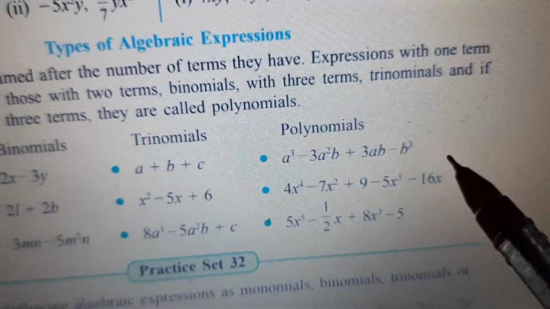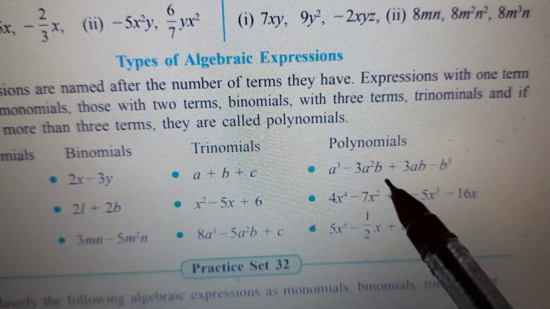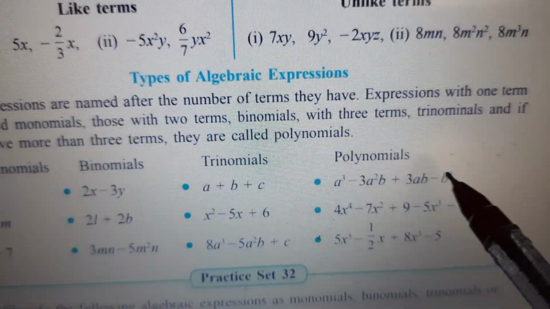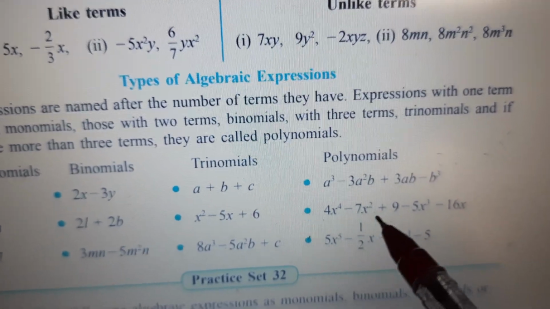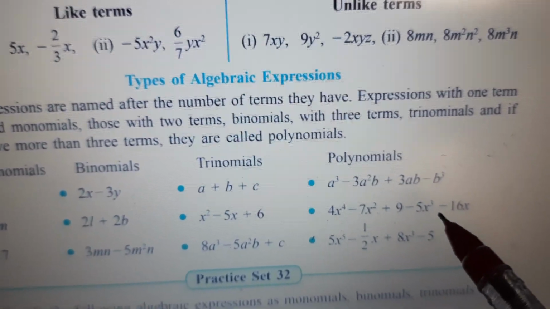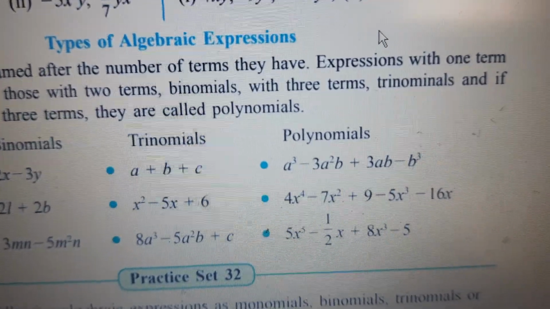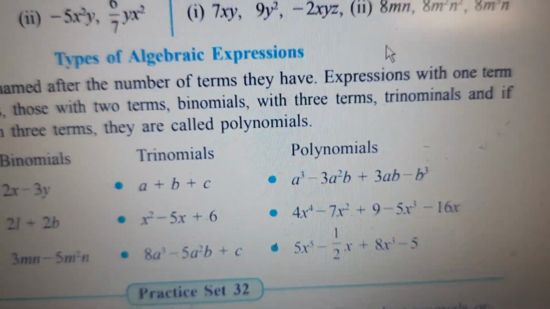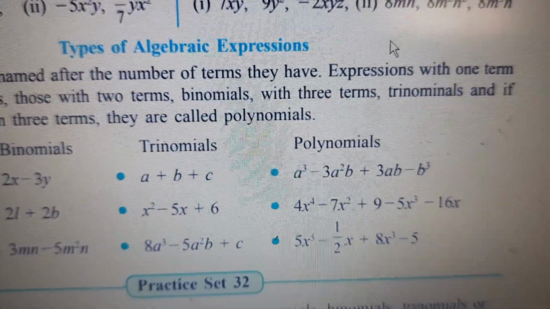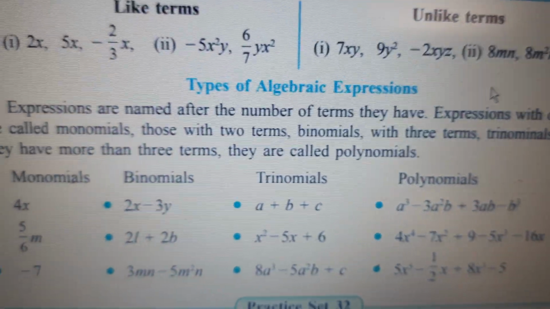Polynomials, it will be more than 3. 4, 5, 6, any number we call it polynomials. A cube minus 3a square b plus 3ab minus b cube. Next one, 4x raised to 4 minus 7x square plus 9 minus 5x cube minus 16x. Okay. And the next one, 5x raised to 5 minus 1 upon 2x plus 8x cube minus 5. So see how many terms are there? More than 3 terms are there. We call it polynomials.